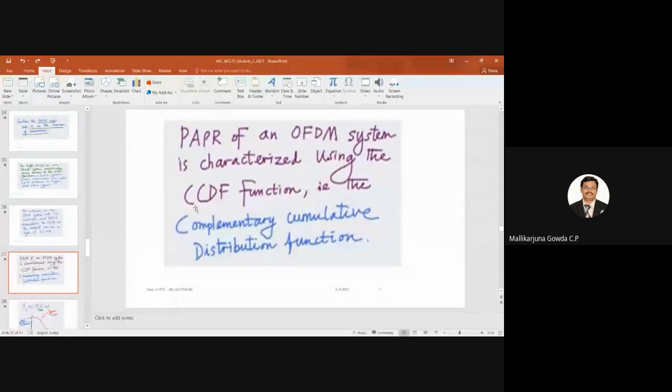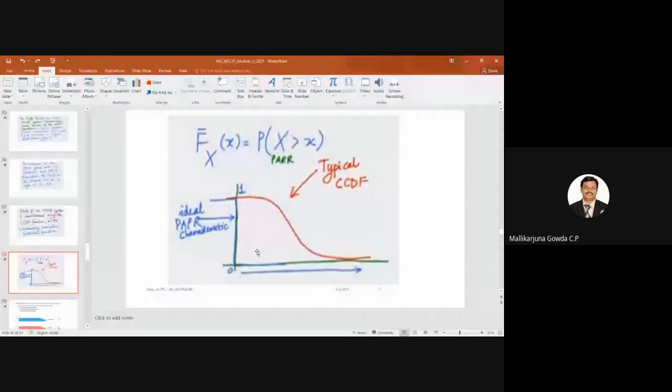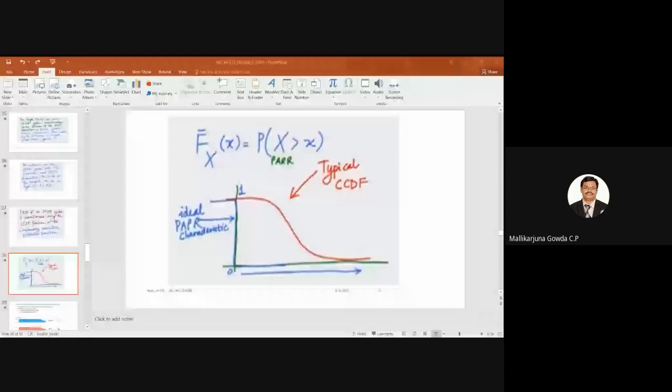we characterize the peak to average power ratio of the OFDM system by using complementary cumulative distribution function. So this complementary cumulative distribution function, when we use it, you should know. With so many distribution functions, why do we select complementary cumulative distribution function? So this is how the complementary cumulative distribution function looks like.